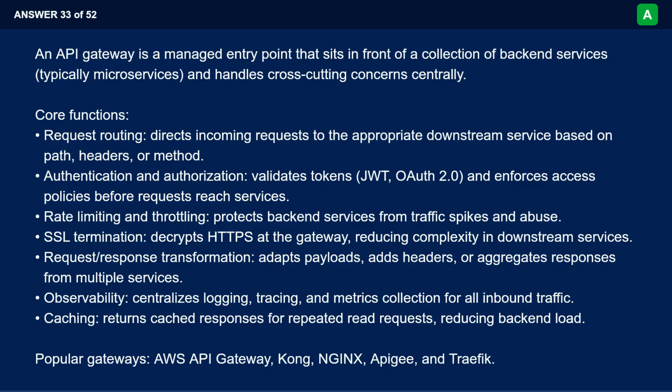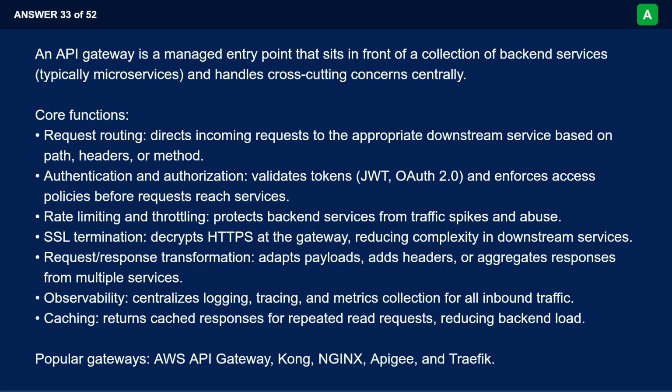Authentication and authorization. Validates tokens, JWT, OAuth 2.0, and enforces access policies before requests reach services. Rate limiting and throttling. Protects backend services from traffic spikes and abuse. SSL termination. Decrypts HTTPS at the gateway, reducing complexity in downstream services.